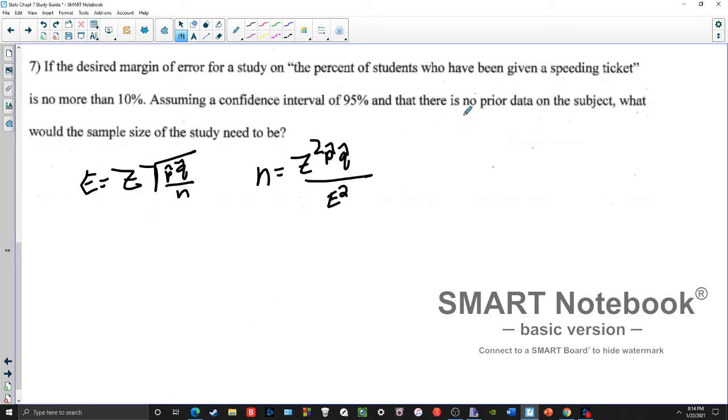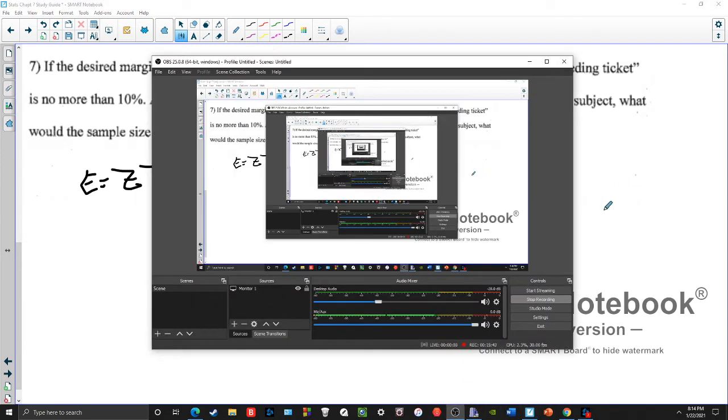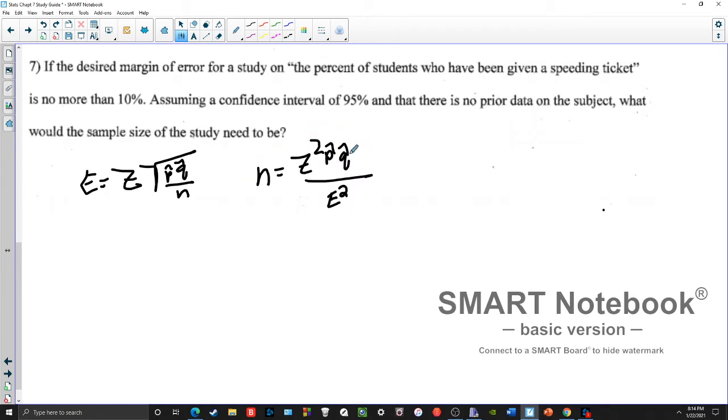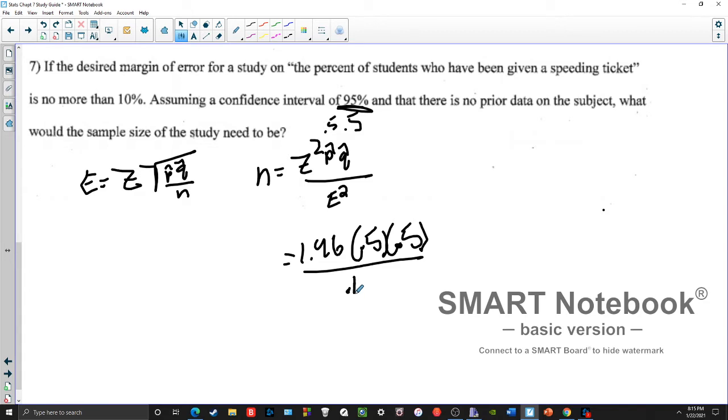Now it says we have no prior data, so we have no way of knowing what P hat and Q hat are. In that case, we're going to assume that they're both 0.5, because this gives us the widest possible margin of error. We want to assume the worst if we don't have any prior information. So we have 1.96, which is the z-score for a 95% confidence level. We have 0.5 times 0.5, which is 0.25, all over our margin of error, which is no more than 10%, so 0.1 as a decimal, squared.